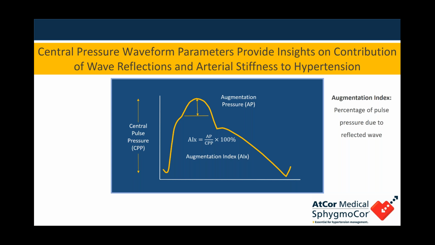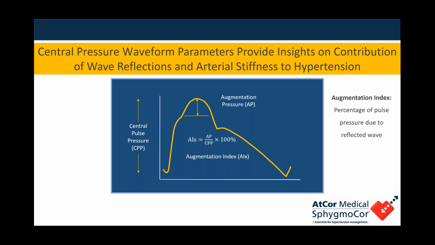From that is derived the augmentation index, or AIx, which is simply the augmentation pressure divided by the central pulse pressure times 100, which is expressed obviously as a percentage. And this is an expression of arterial stiffness. And the norms for these values have been established and vary with age, height, and sex.